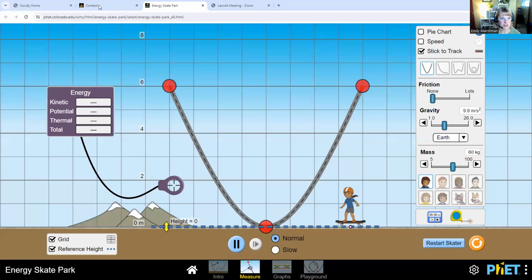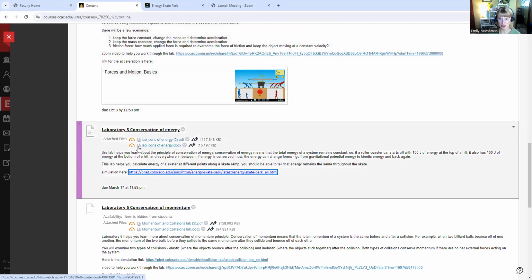This lab is focused on the principle of conservation of energy. Energy will be conserved if there are no external forces adding energy or removing energy from the system. The most basic example I can give of this is if you're on a swing set at the park, and if there were no air resistance, no friction in the swing, if you started swinging, you would just continue swinging forever and your energy would be conserved.